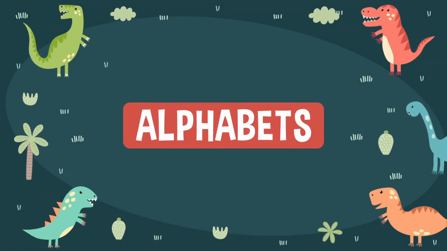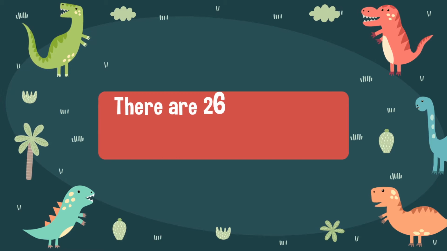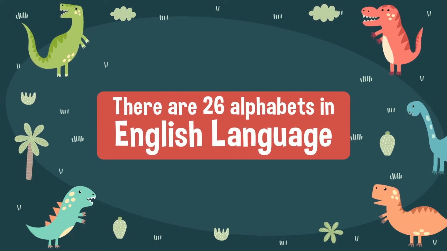Alphabets. There are 26 alphabets in English language.